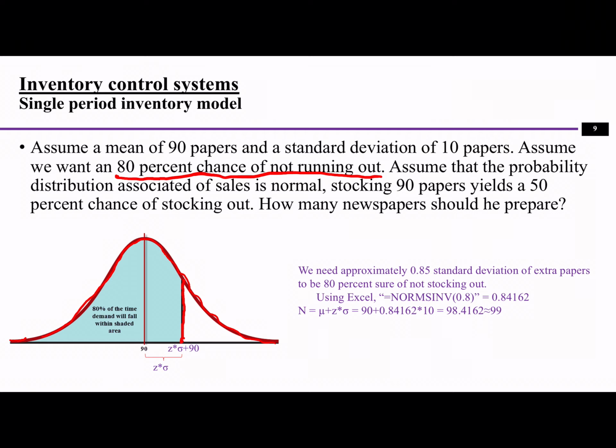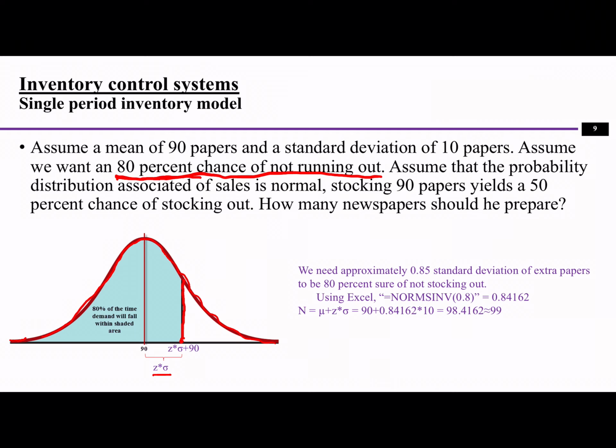what is this point? Mainly, we just need to find out how many standard deviations move out from the mean, which is Z times sigma. So Z times sigma means how many standard deviations it moves out from the mean, right? And this point will be the mean plus the number of standard deviations away from the mean. So in this case it is 80%.